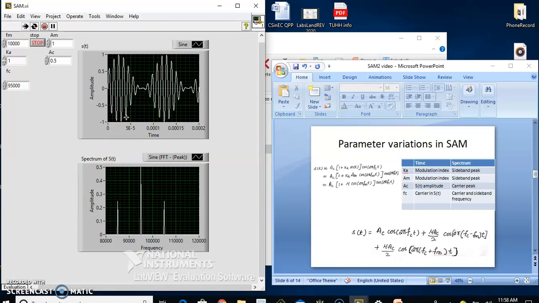In the next video we will see the demodulation of the AM signal using an envelope detector.